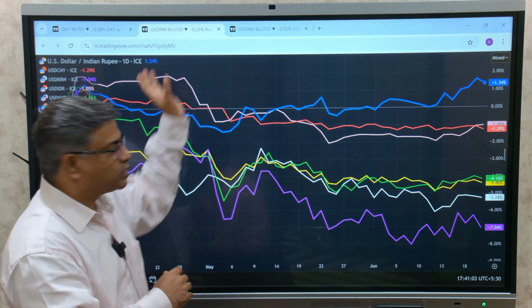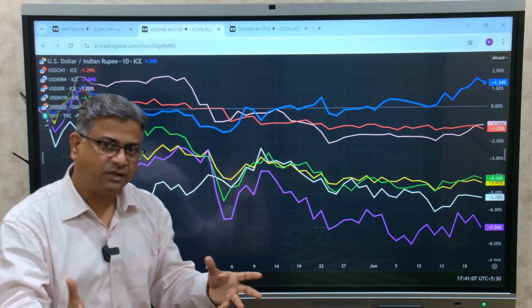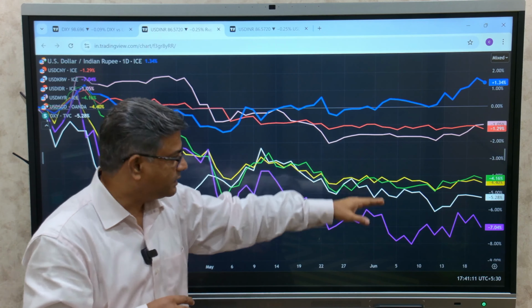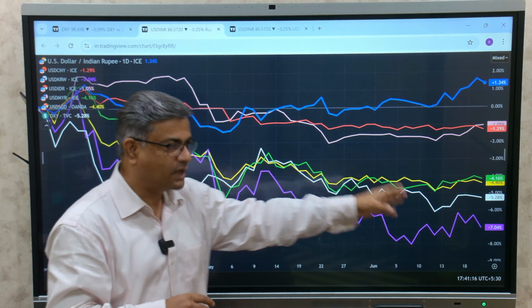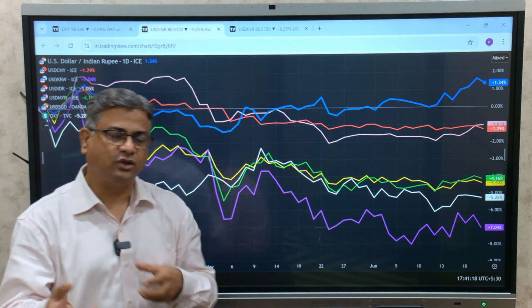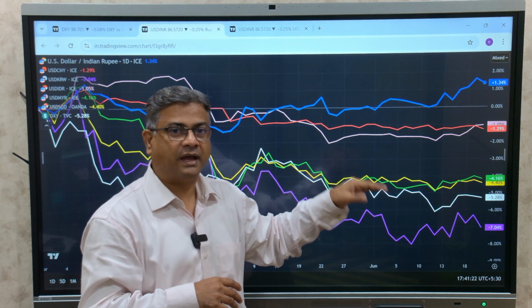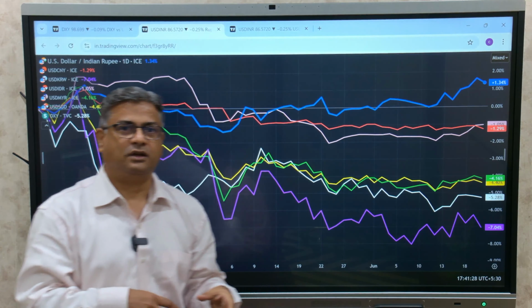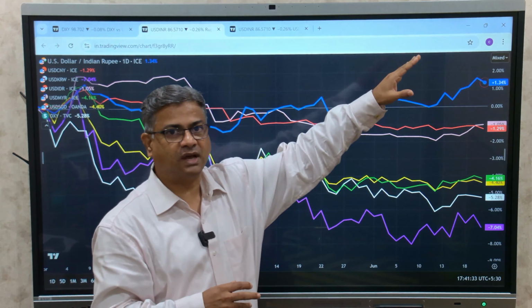Something similar to what I showed in the previous chart, dollar index correlated with dollar INR, negative correlation happening, and that is getting reflected here. All the other currencies are moving in tandem. They are gaining because the dollar is weakening, dollar index is lower. But surprise, surprise, dollar INR is going higher. And in a weak dollar scenario, instead of rupee getting stronger, rupee is getting weaker. So that is why this blue line goes higher.